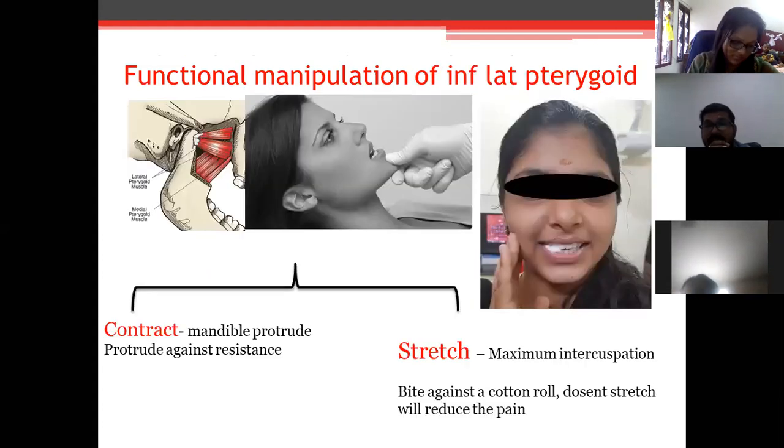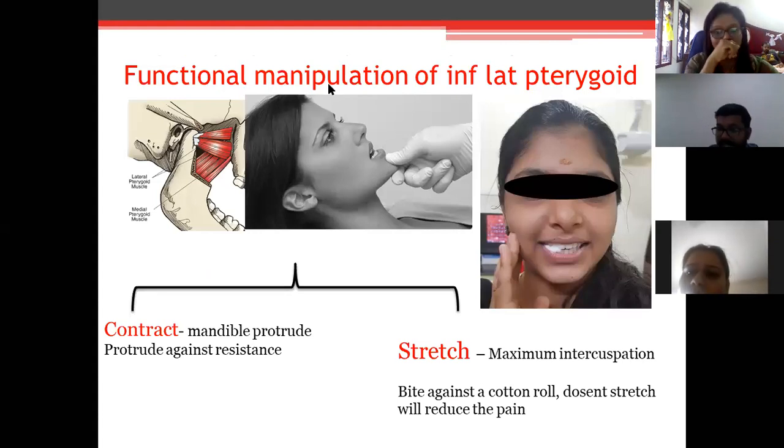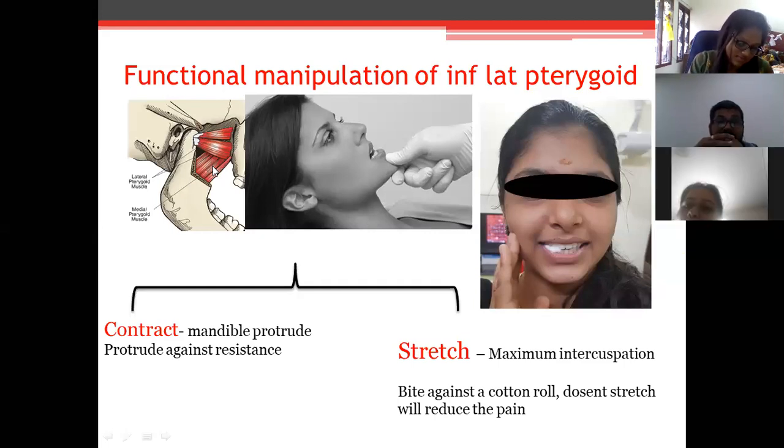So how can you check the functional manipulation of the lateral pterygoid muscle? This picture shows the right-side lateral pterygoid muscle. You have two parts: this is the inferior lateral pterygoid, and this is the superior lateral pterygoid. For both muscles you can check contraction and stretching. You ask the patient to protrude the mandible against a resistance. You hold the mandible backward with your finger like this and tell the patient to protrude. If the patient has pain as the mandible protrudes against resistance, that is the indicator of the inferior lateral pterygoid muscle.